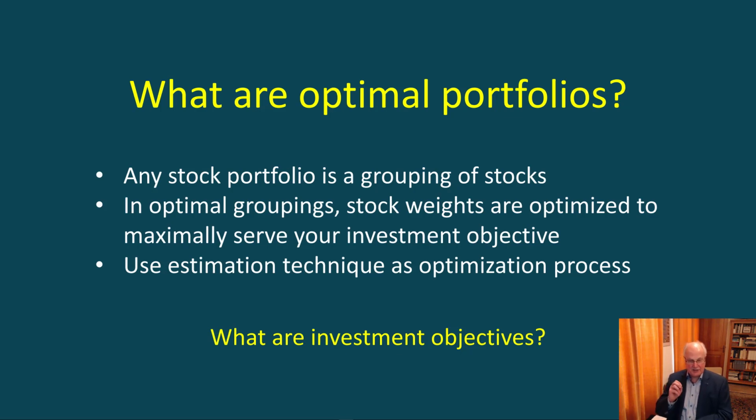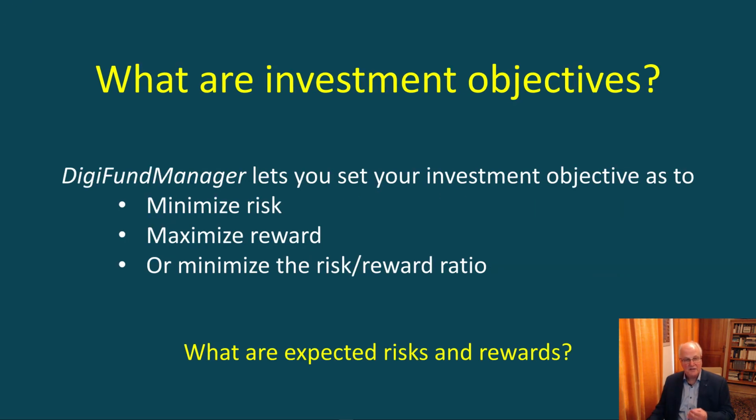The next question is, what can we use as an investment objective besides minimizing risks? That shows the next slide. Fund Manager lets you set your investment objectives as to minimize risks, maximize rewards, or minimize the risk-reward ratio. This ratio can be considered as an alternative to the inverse of the so-called Sharpe ratio, a concept that is known in financial circles.